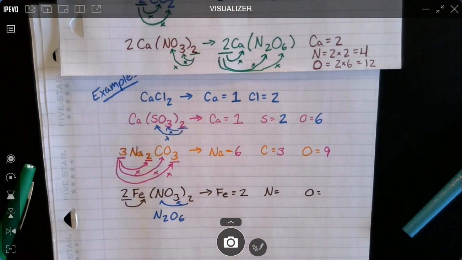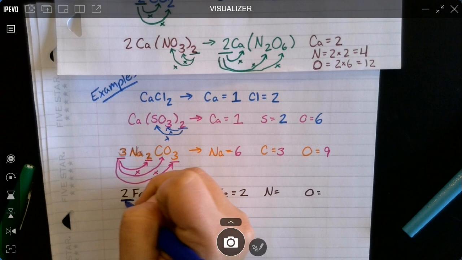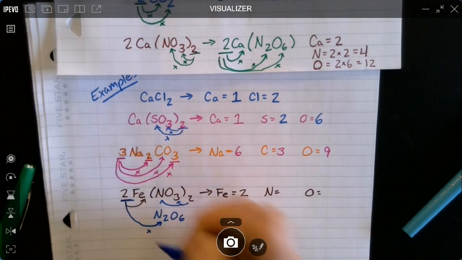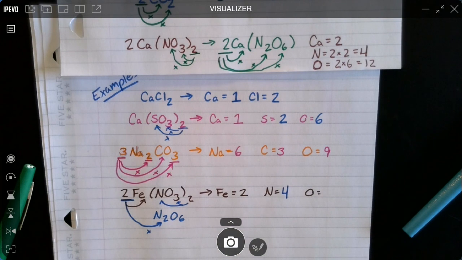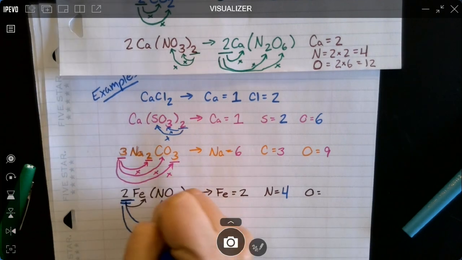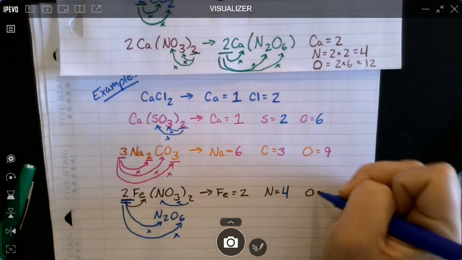With that in mind, Colin, how many N's do we have? 2 times 2 is 4. 4. Perfect. Great job. And then, Miss Al, what about our O's? We have 12. 2 times 6 is going to give us 12.